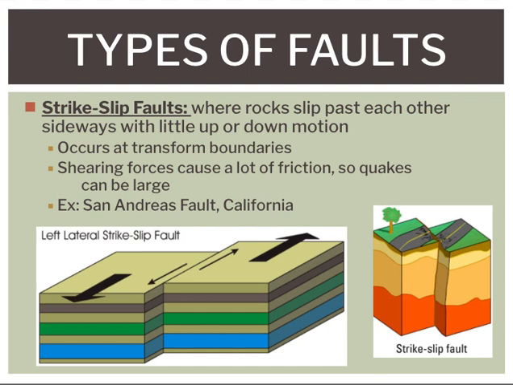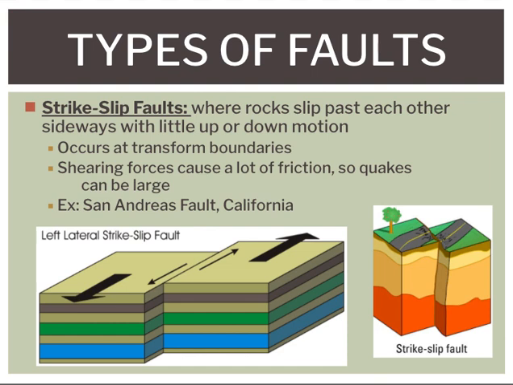Strike-slip faults occur at transform boundaries where two plates are sliding laterally or sideways past one another. There's very little up and down motion. Think about California and the San Andreas Fault outside of San Francisco. This is where the Pacific plate is moving northwest and the North American plate is trying to slide southeast.